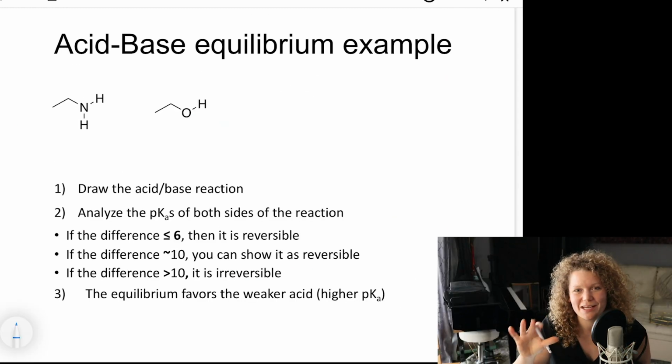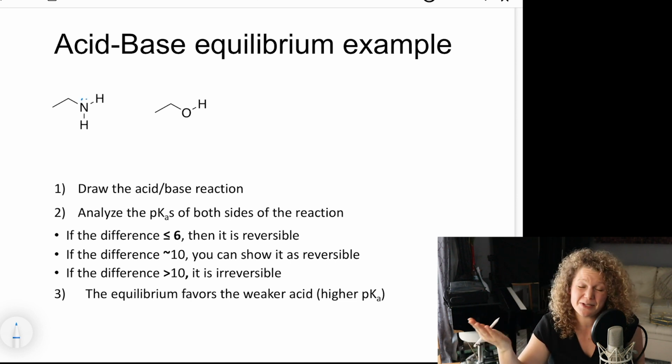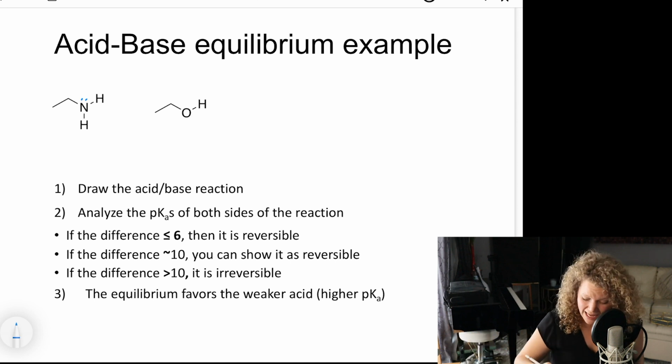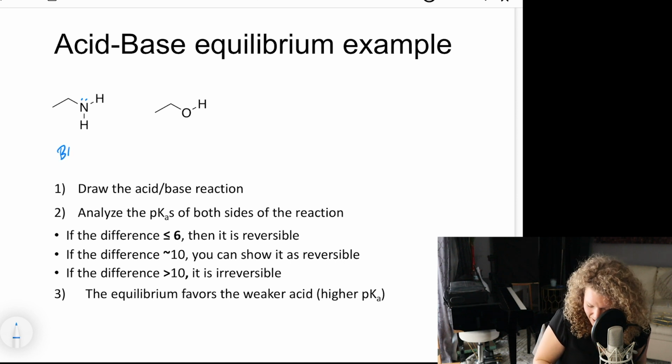Let's do an example together, using our pKa's to determine if something can act as an acid or a base. Typically, you're going to get two different compounds, and you have to decide which one can act as an acid. So let's just start with one option where we're going to have this amine act as our base, and we're going to have the alcohol here act as our acid.